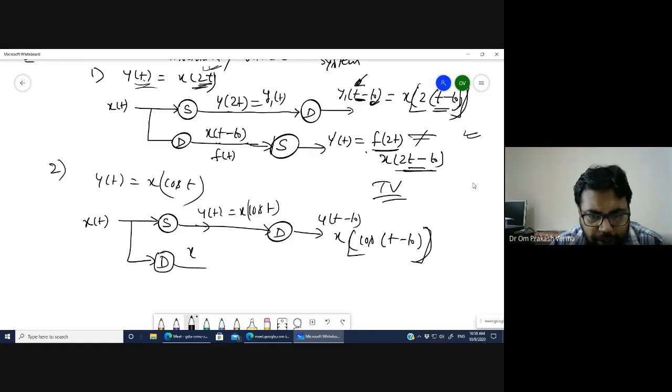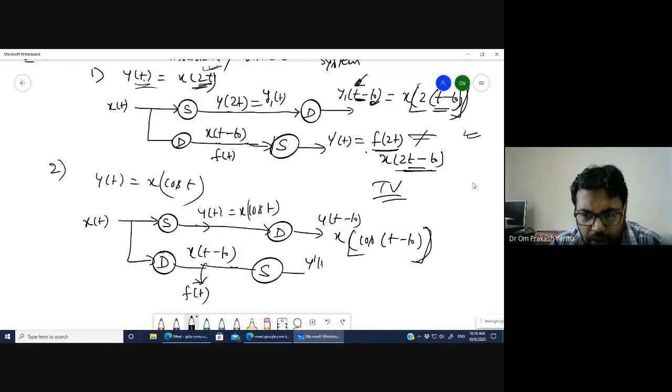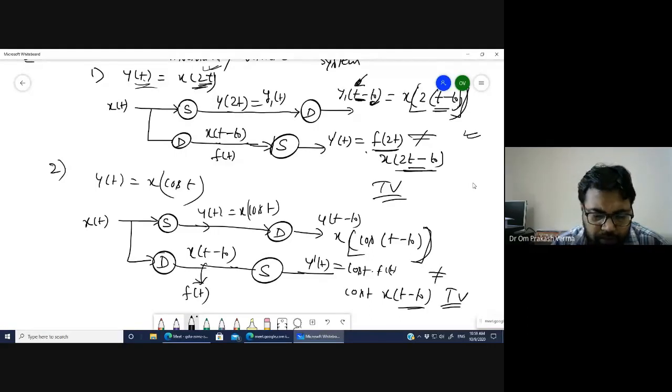Delay will give x of t minus t naught. Let's say this is f of t, nothing else. Then you pass it through some system S. Y dash t will produce cos t times f of t. So what will it give? Cos t times x of t minus t naught, nothing else. So both are not equal. Again, the system is time variant.